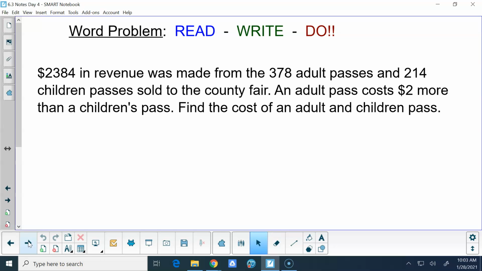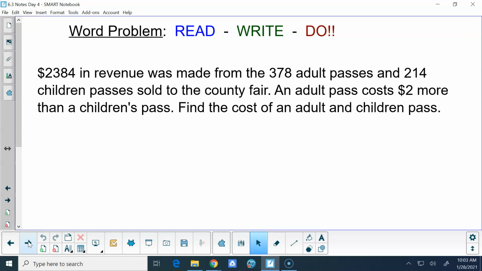Then you've got to write a system of equations. That means you're going to have to write two equations. Or I shouldn't say that. You're going to have to write an equation for every variable that you define. And then you need to solve it, and we can do it by graphing, substitution, or elimination as of right now. Okay? So let's read this problem together.